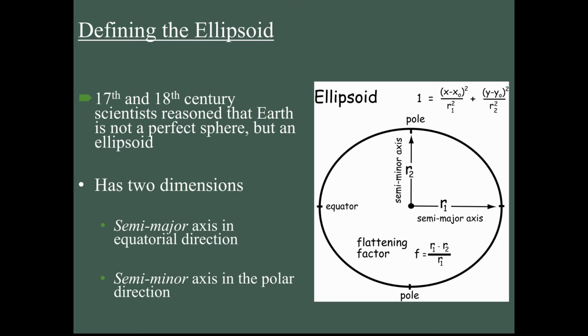So an ellipsoid has two axes to be aware of. But don't worry about the math specifically for this course. Just know that the Earth has two axes, a semi-major axis around the equator and a semi-minor axis around the poles. This difference in polar and equatorial radii can also be described by the flattening factor, as shown in this figure, excuse me.